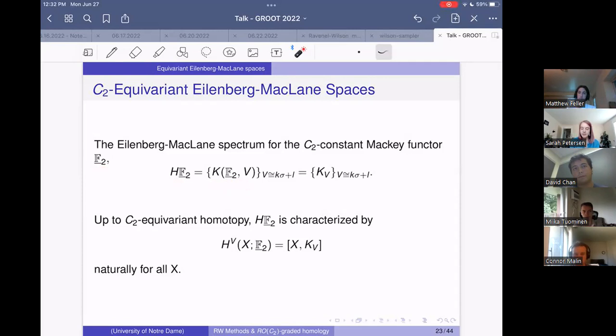And now our spaces are bi-graded. They're going to be indexed over the sign and trivial representation. And up to C2 equivariant homotopy theory, HF2 is also characterized by the cohomology of the space X being the homotopy classes of maps from X into KV. And this means we're going to have a notion of the star product. Additionally, HF2 is a genuine equivariant ring spectrum, so we have a circle product. And that means we can at least investigate what these two products do under homology.